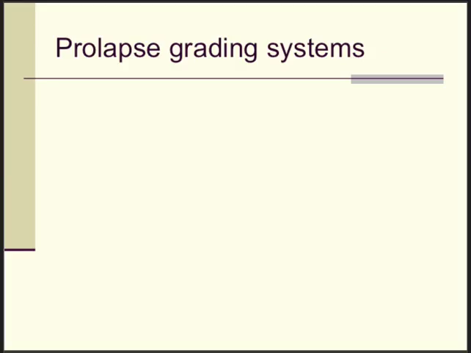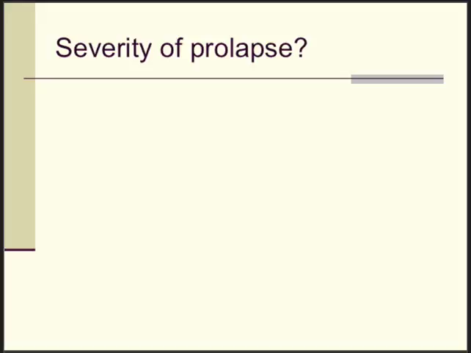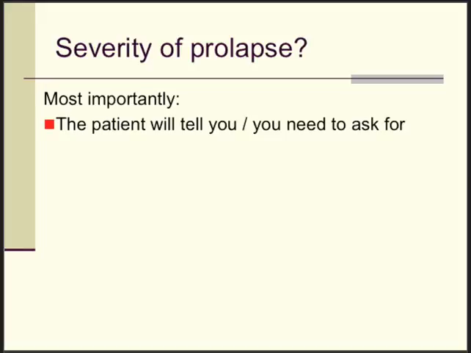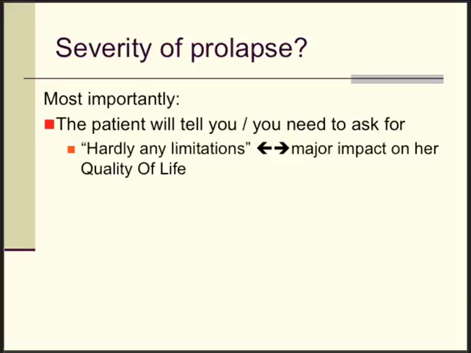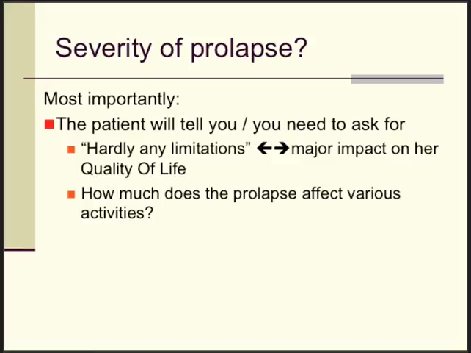Then we have prolapse grading systems. How to express the severity of a prolapse. Most importantly, the patient, the woman, will tell you, and you need to ask her. So do all the prolapse symptoms contribute to hardly any limitations in your daily activities, or do they have a major impact on her quality of life? And it's important to think about the 4 different activity tracts, so the bladder, the vagina, and the rectum, and sexual activity, to find out how bad the prolapse actually is.